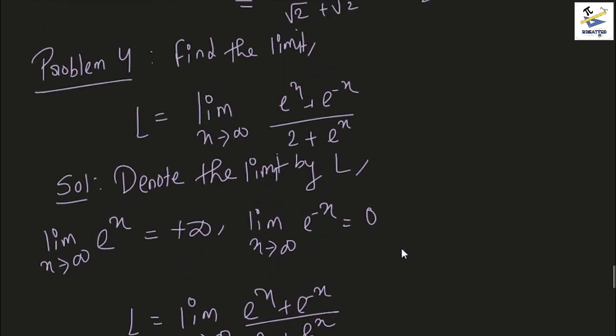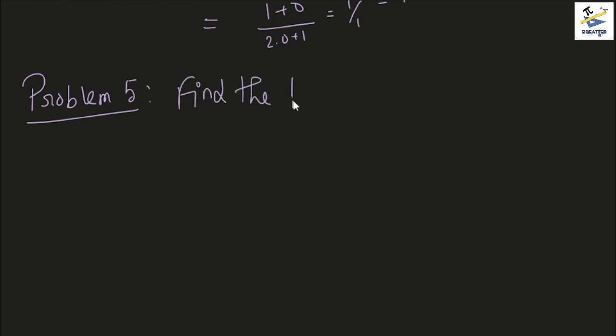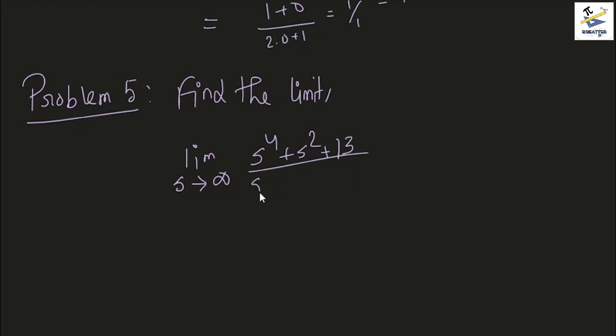So let us do another problem of the same kind. Problem 5. Find the limit as s tends to infinity of s to the power 4 plus s square plus 13 divided by s cube plus 8s plus 9, right? So we are trying to solve this problem, and for this video this would be the last problem. As you can see, this problem again has the notion to deal with infinity, and that is why we are trying to understand how to find this limit.